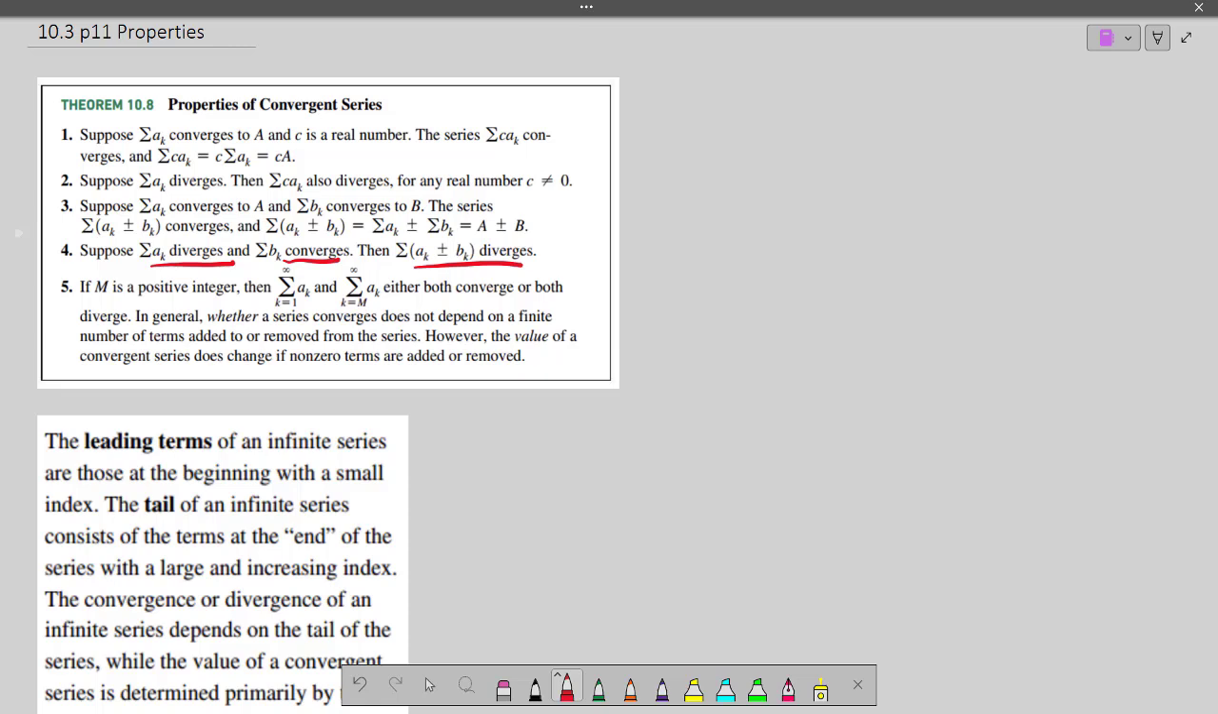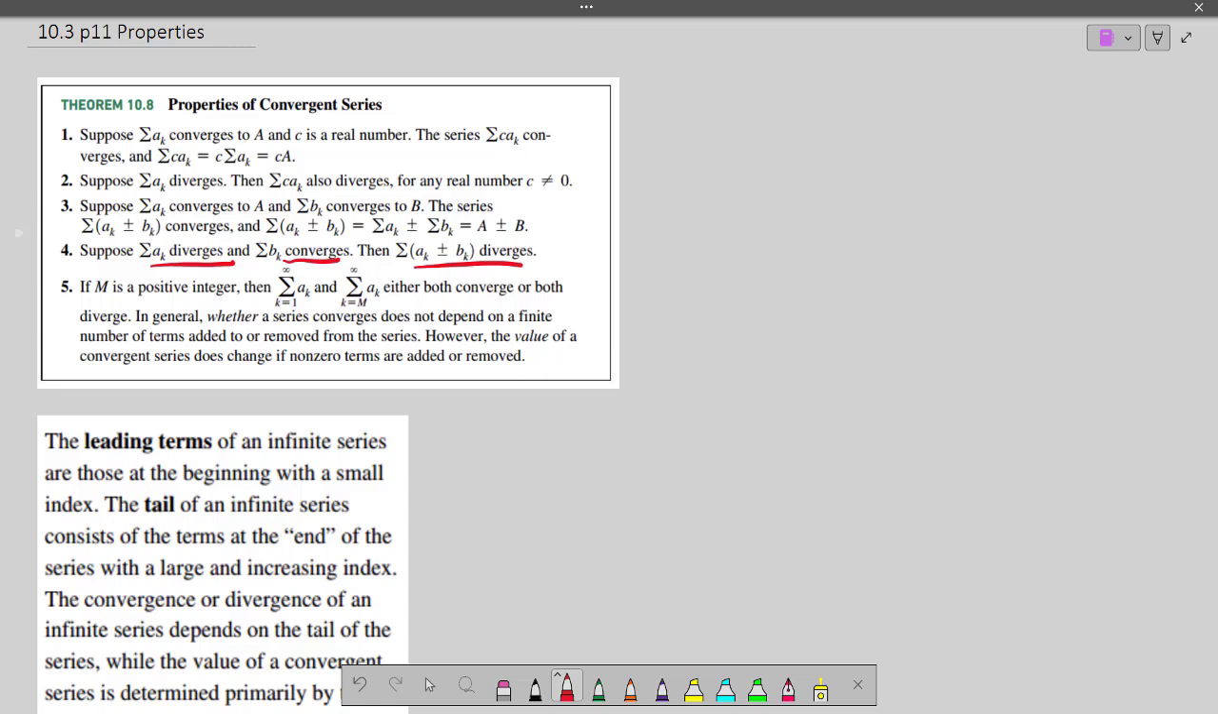So divergence is very strong. There's no constant you can multiply to undo it. There's no other infinite series you can add to it to undo it. So if the series diverges, adding a convergent series to it is not going to fix it. It's still going to diverge.